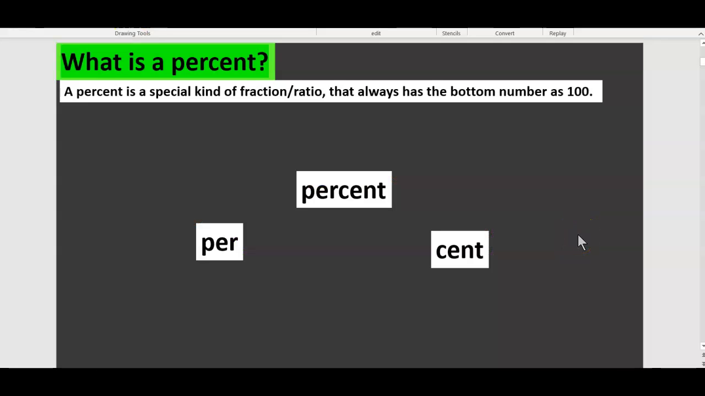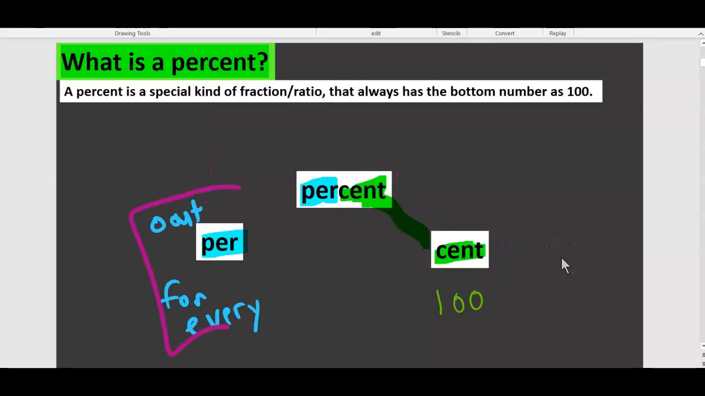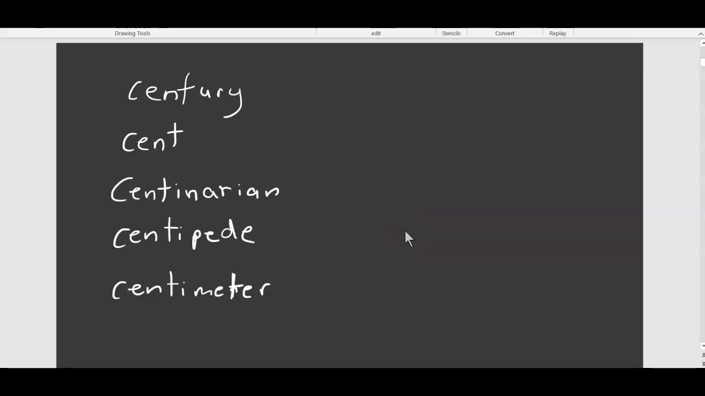So per, that's what the per and percent means, like a kitty cat, right? That means for every or out of. And then cent, you notice that? All kinds of things that cent means, but it all has to do with 100. So here's out of 100. Cent, we did the centuries, 100 years. A cent is 1 penny out of 100.